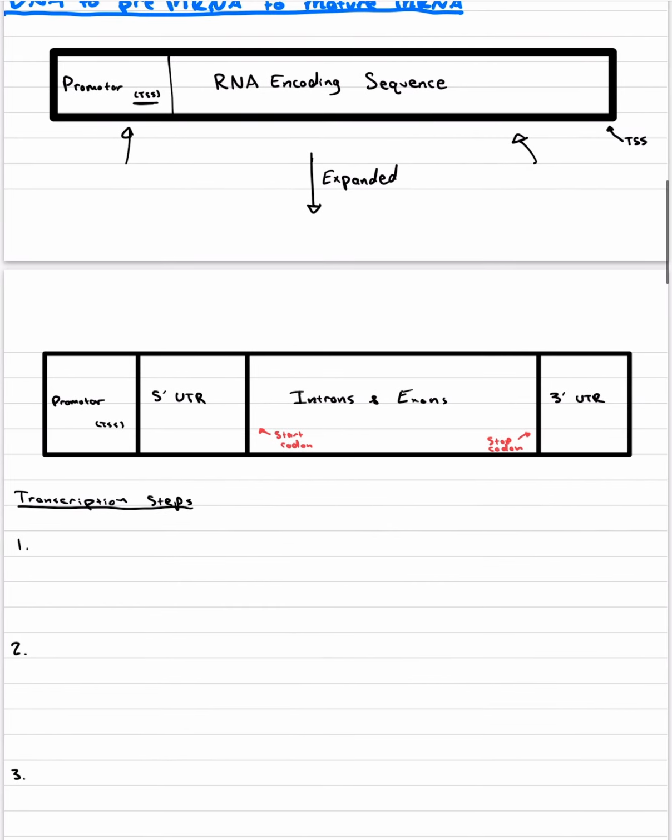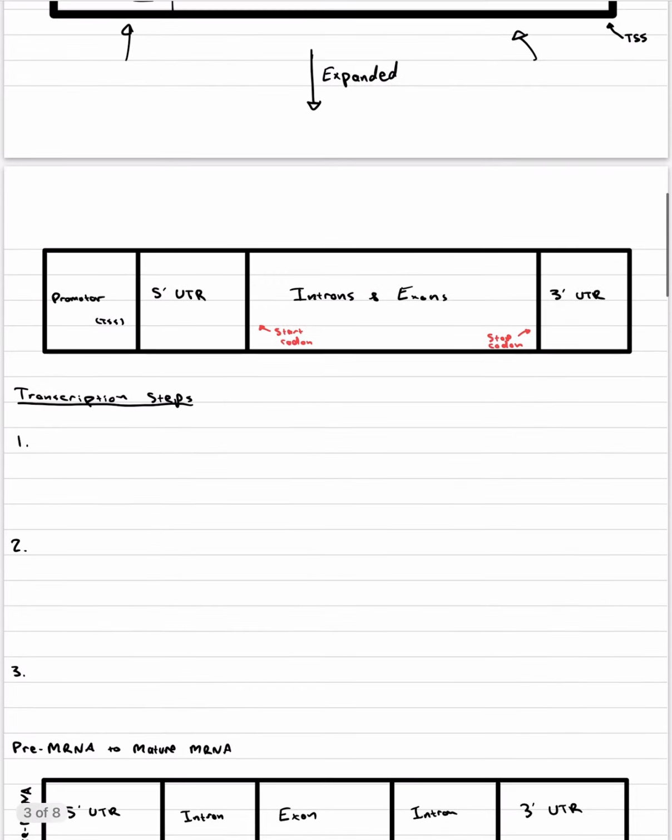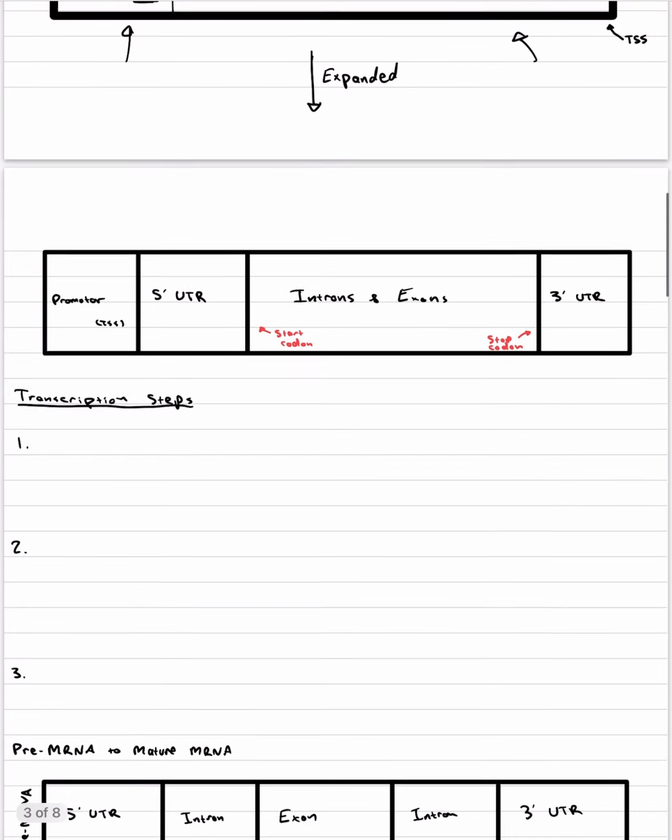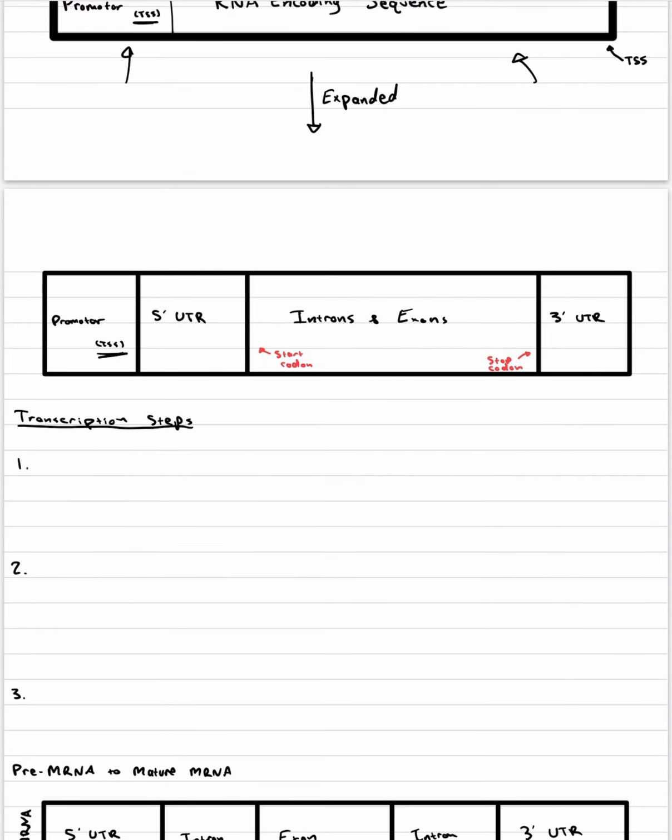The rest of the region is known as the RNA encoding sequence, and that contains the 5' untranslated region, the 3' untranslated region, as well as the exons and introns. Now, if we were to expand on this specific model, we see that we have the promoter region. Within the promoter region, we have the TSS, or the transcriptional start site. The transcriptional start site is just the area where RNA polymerase begins transcribing the nucleotides.